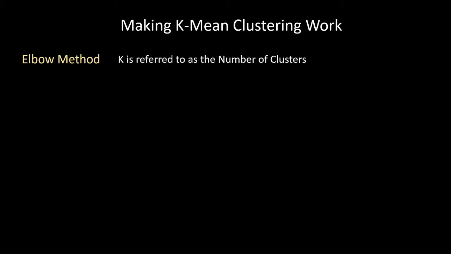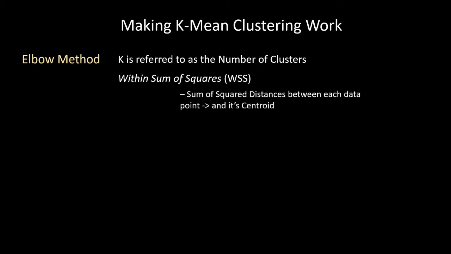Okay, so when we look at making k-means clustering work, there's this idea of the elbow method. Okay, and so when we say that k is referred to as the number of clusters. Okay, and I said that we kind of guessed on that in the beginning based on some educated intuition or whatever you want to call it. But we can sort of optimize this with our elbow method. And we have this thing called within sum of squares, WSS. And so the sum of squared distances between each data point, okay, and then its centroid.